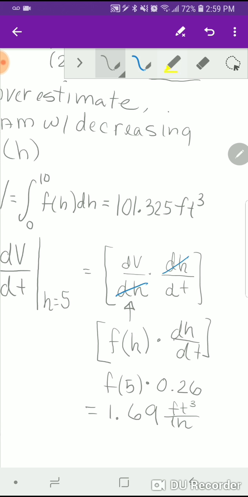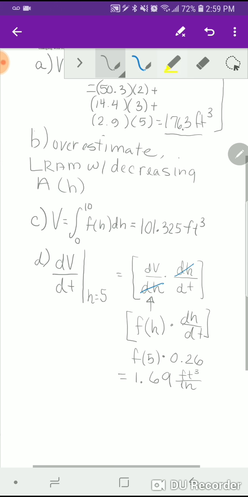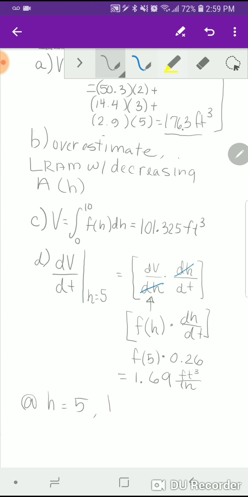So what does that mean in interpretation, right? Well, it means that when the height of the water is 5, the volume is changing at a rate, or it's increasing. And I know it's increasing because that value is positive.